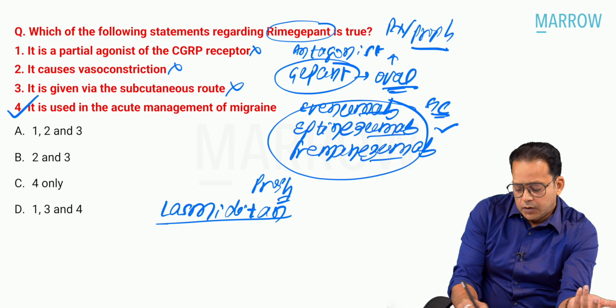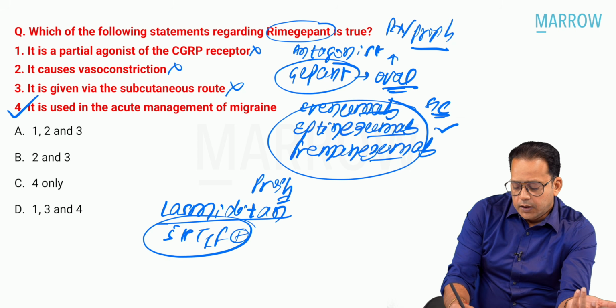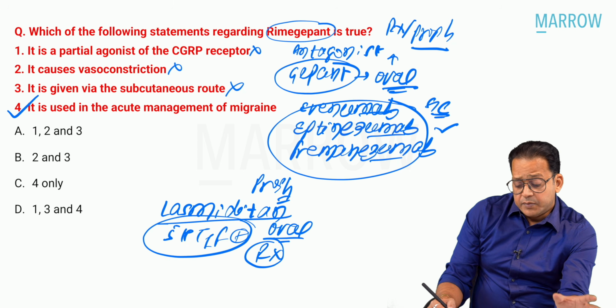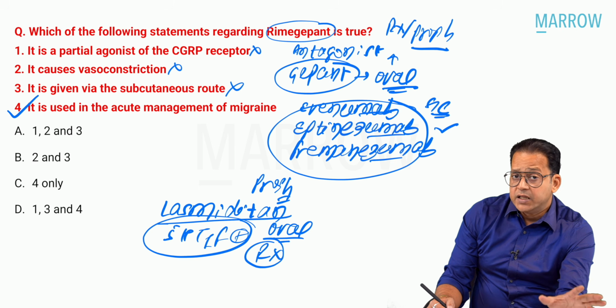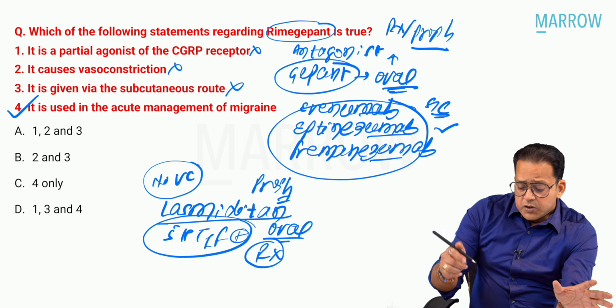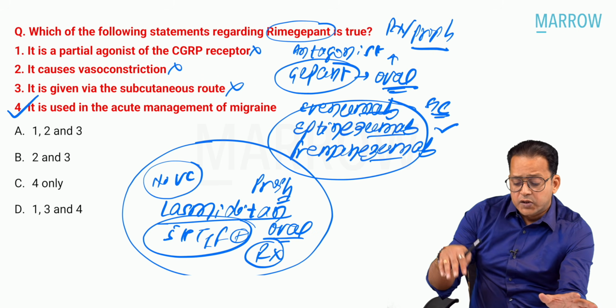There is another drug called lasmiditan. It is a 5-HT1F agonist. It is an oral drug and it is approved only for treatment. And remember, lasmiditan, unlike the triptans, there is no vasoconstriction here as well. So in your exams, they will ask MCQs on this ditan as well, sooner or later.